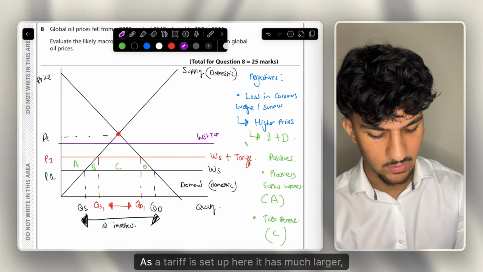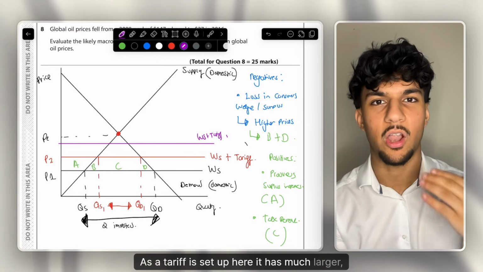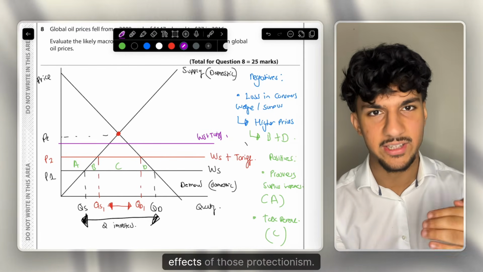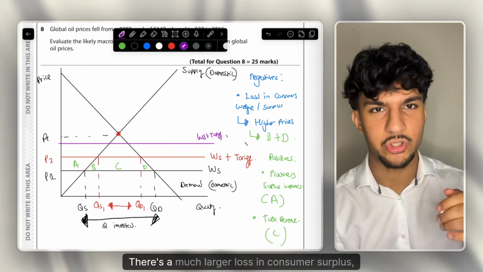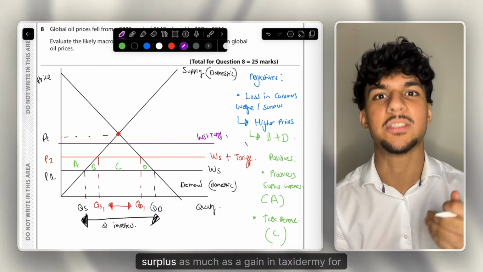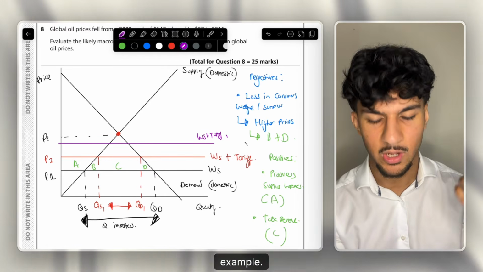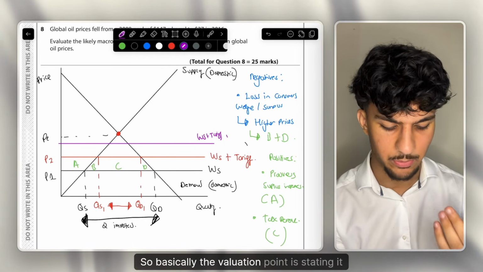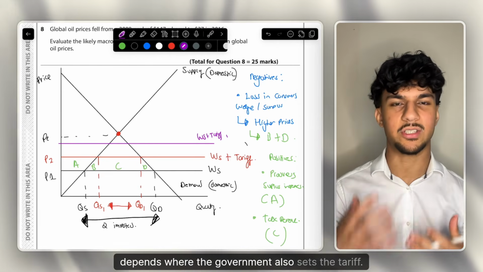sets the tariff. If the tariff is set up here, it has much larger, much amplified effects of that protectionism. There's a much larger loss in consumer surplus. There's a much larger gain of that producer surplus. There's a much larger gain in tax revenue, for example. But there's much more negative effects. So basically, the evaluation point is stating it depends where the government also sets the tariff.